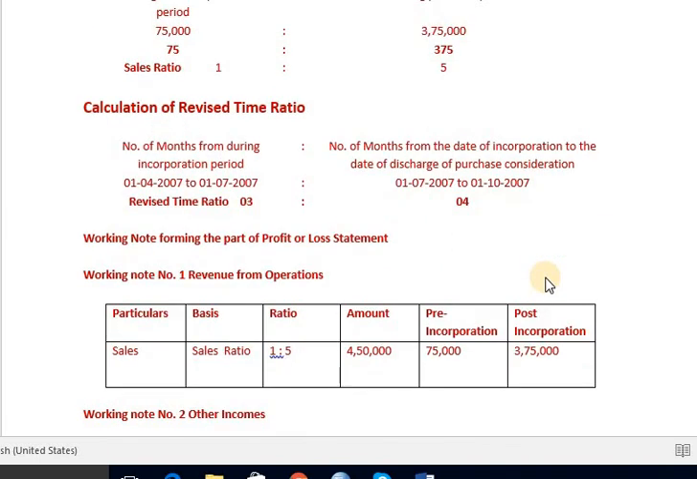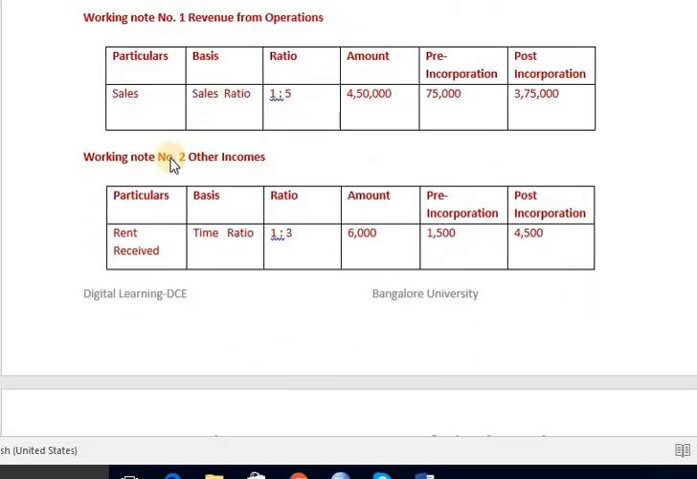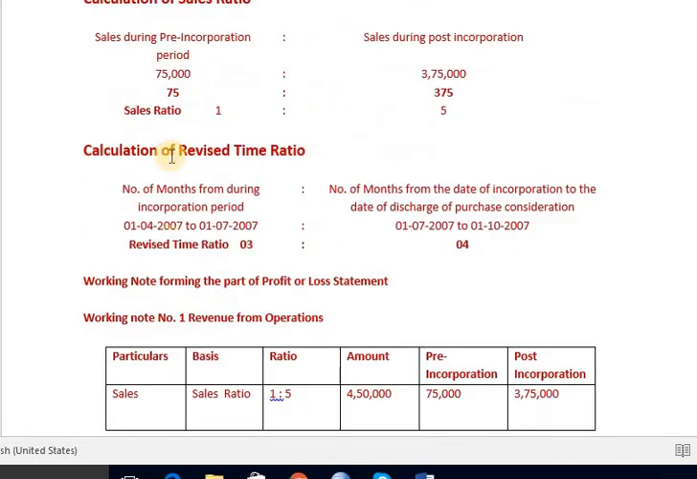First of all, in the profit and loss account as per the provisions of Companies Act 2013, we must take revenue from operations. Revenue from operations is nothing but sales. Sales is apportioned based on the sales ratio 1:5: 4,50,000 total sales, pre-incorporation sales 75,000, post-incorporation sales 3,75,000.